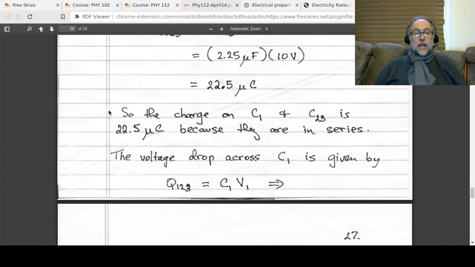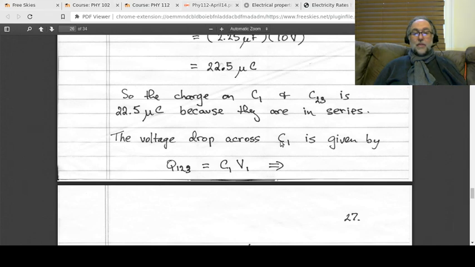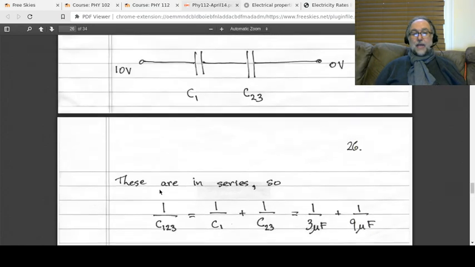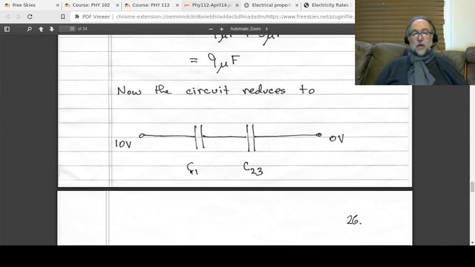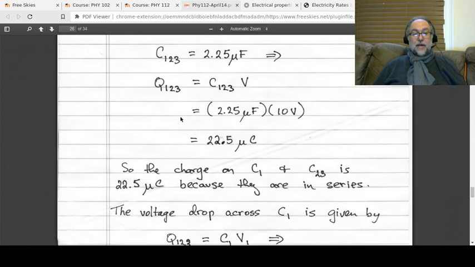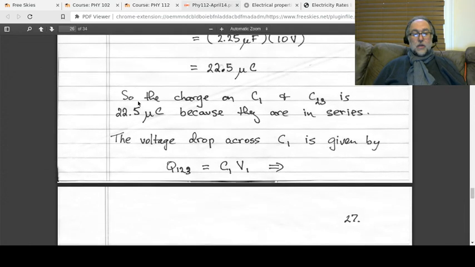Okay, and now we can actually ask, what is the potential drop across C1 and the potential drop across C23? Okay, so we're working backwards here. We're basically taking the circuit and breaking it up into the two, like this. Okay, and so there's a potential drop across C1, we'll call that V1, and there's a potential drop across C23, we'll call that V23. V1 plus V23 must equal 10 volts because the potential drop across each one adds, and so we can now find the potential drop across C1.